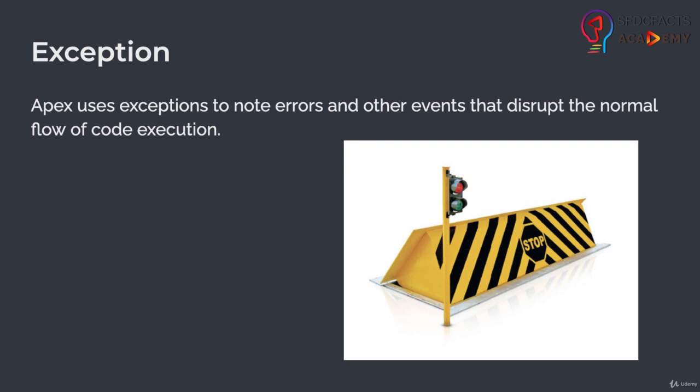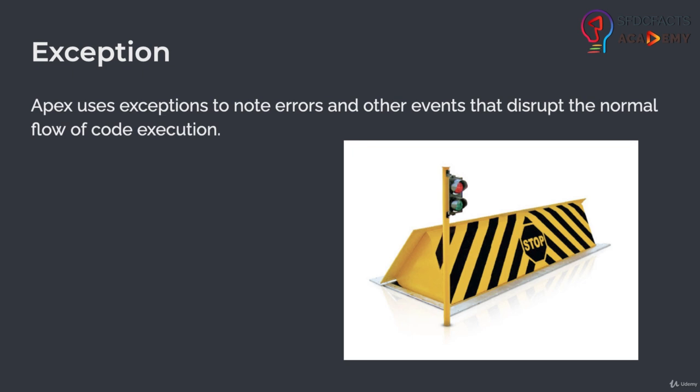And the Apex language has a lot of exceptions for different types of events. For example, if you are doing some kind of DML operation and your DML operation fails, then you will see a DML exception. We have just looked at the math exception as well. There is a SOQL exception as well, and so many other types of exceptions that Apex throws.